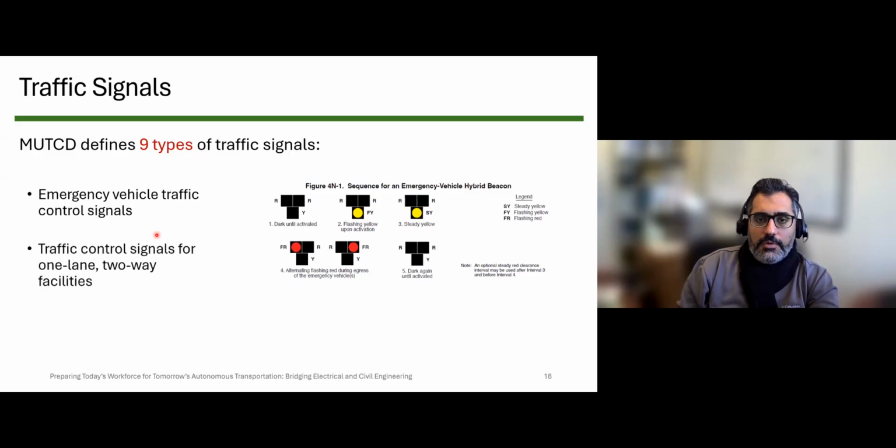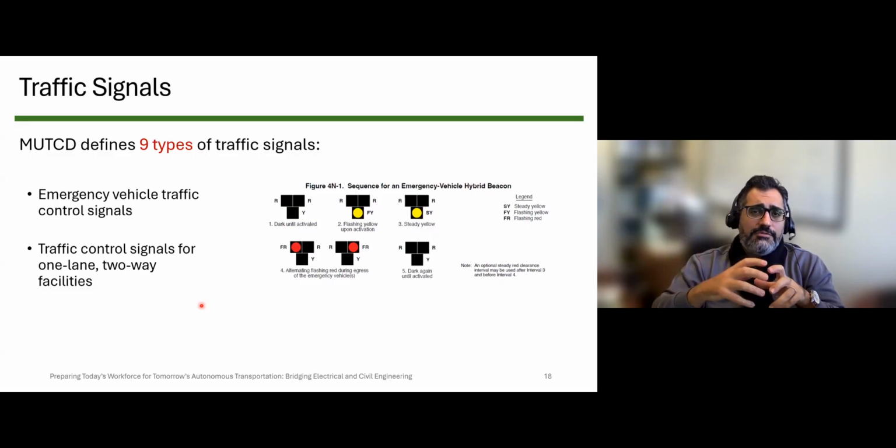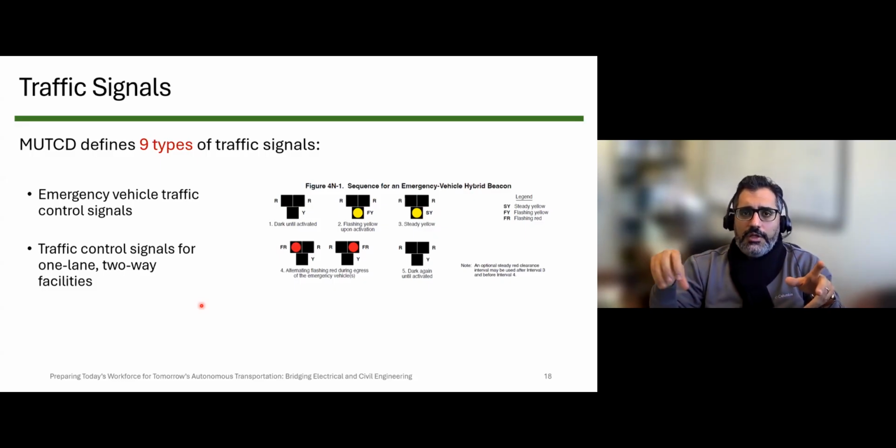Another form of traffic signals is for one-lane, two-way facilities. This could happen in different locations and circumstances, right? Like if you have a construction on a two-lane highway and one lane is blocked. Usually, if it is a temporary construction, it would be just to use personnel to direct the traffic. If it is a very long-term construction, we will find detours.